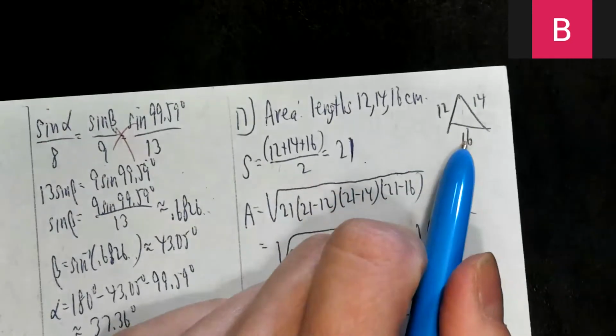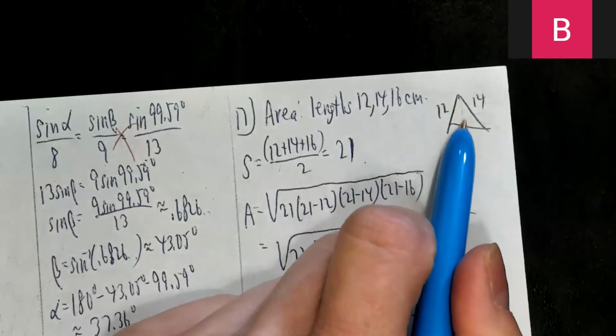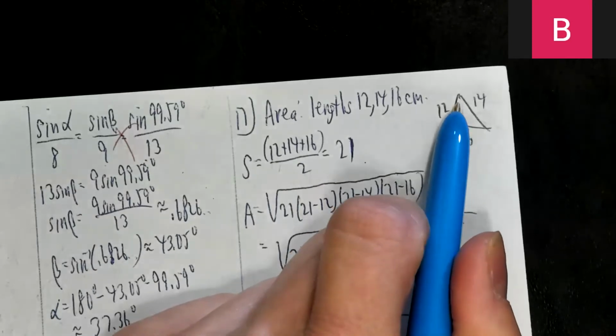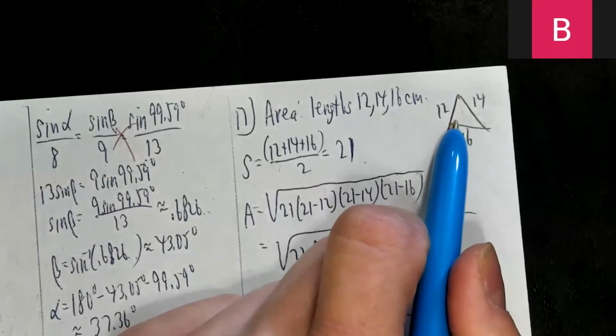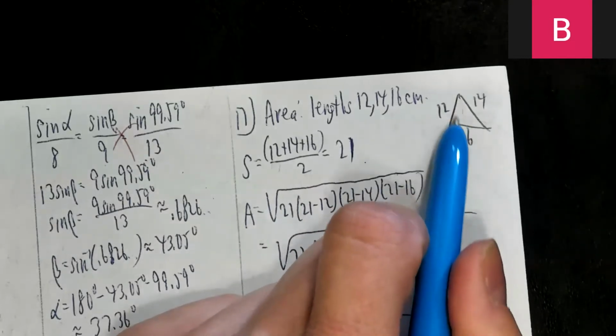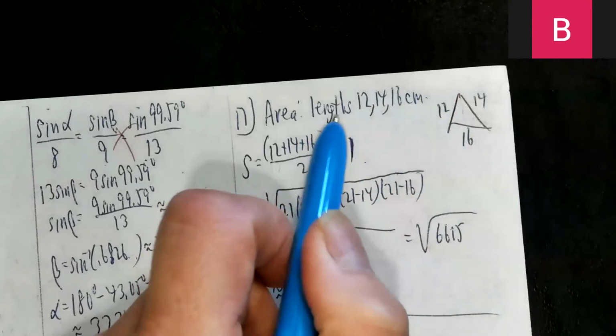Okay, 12, 14, 16. So again, you say, why don't I just do 1/2 base times height? You don't have the height. You could do some trig to figure it out. You'd have to find one of the angles, right? Use a lot of cosines, and then based on that, do some more trig to figure out the height. But we have a new formula.